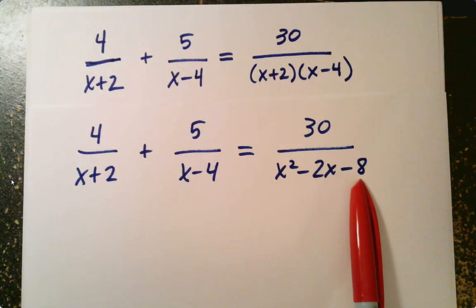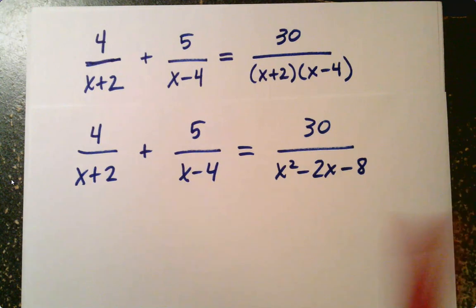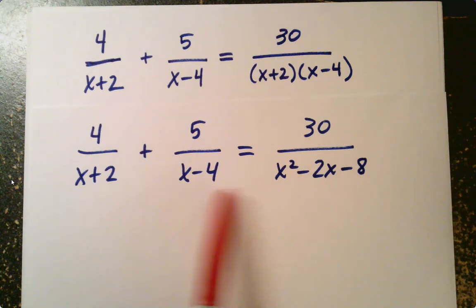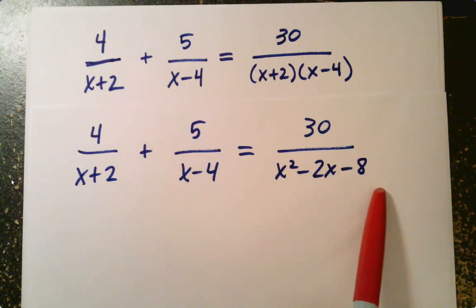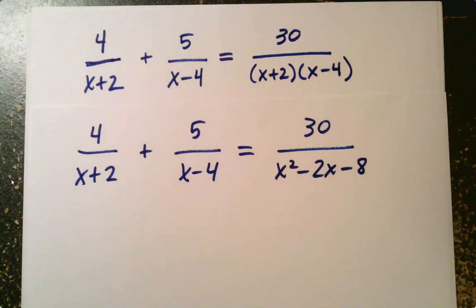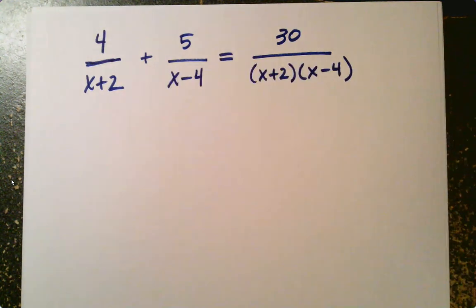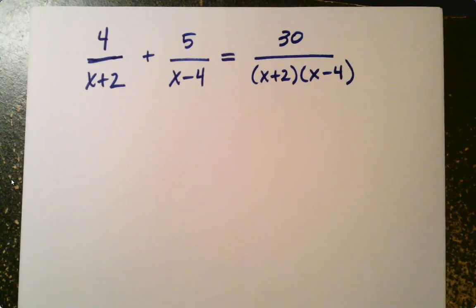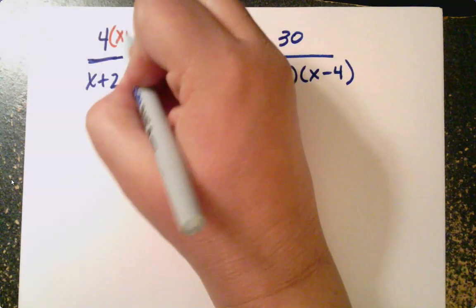If you are looking for your least common multiple, you're going to have to factor out anything that needs to be factored, so that you can compare and find out all the factors that need to be included in my denominator. So the factored form is up here, and then you can see that as long as I have x plus 2 and x minus 4, we're good. So I'm going to multiply everything by x plus 2 times x minus 4.